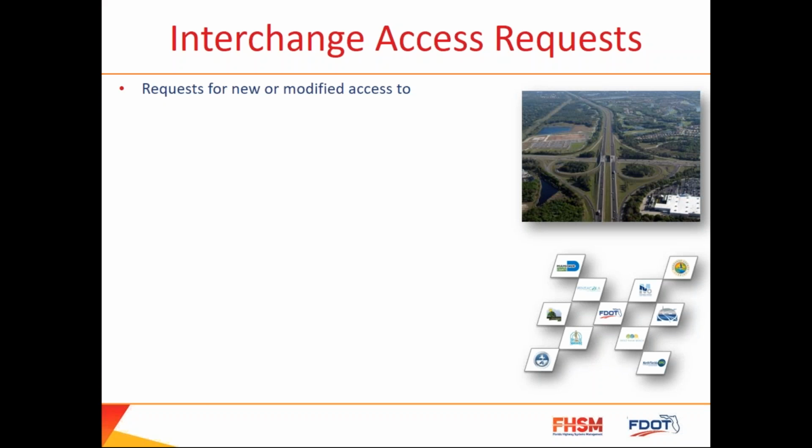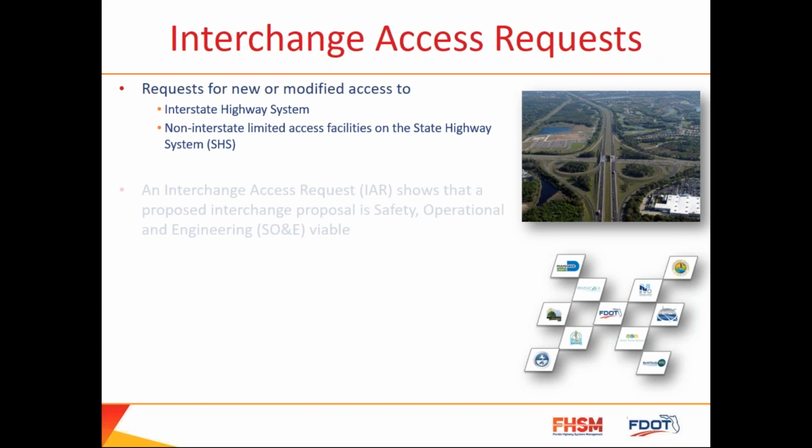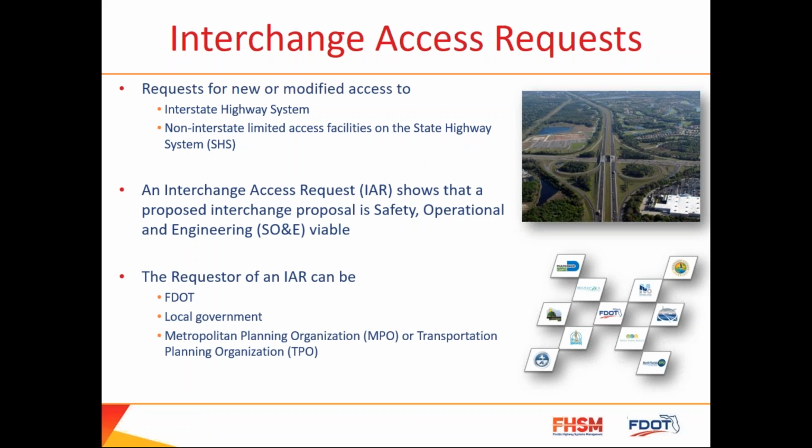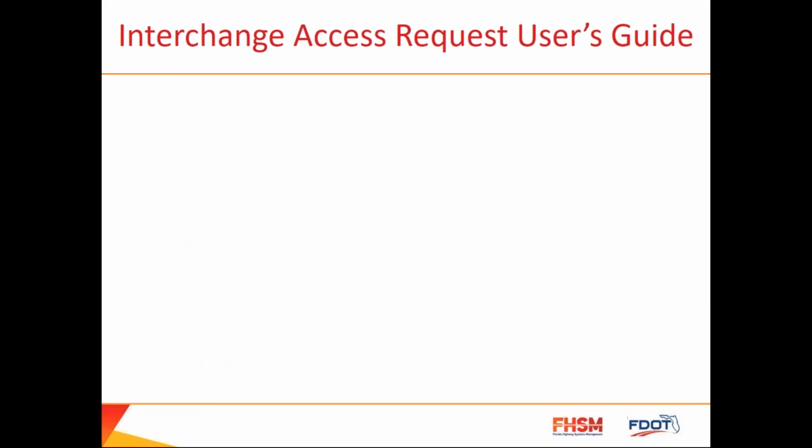An interchange access request is a request for new or modified access to the interstate highway system, as well as non-interstate limited access facilities that are on the state highway system. An interchange access request shows that a proposed interchange is viable based on safety, operational, and engineering criteria. The requester of an IAR can be from FDOT, local government, an MPO, or TPO. Before we move on, it's important to note that a requester must be a government entity. It cannot be a private organization or developer.